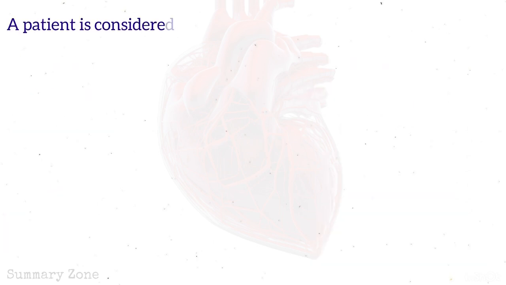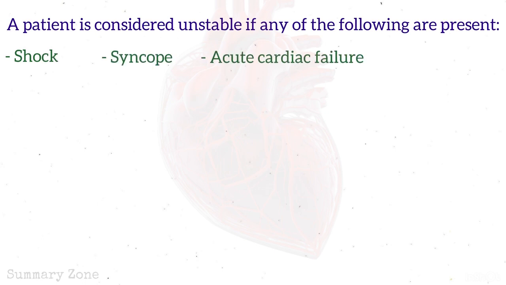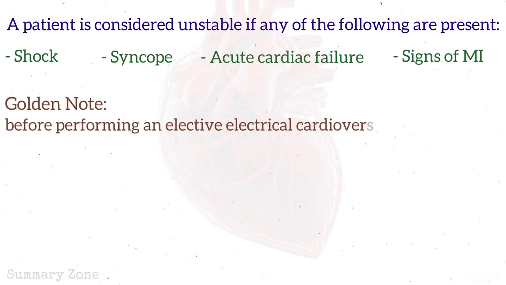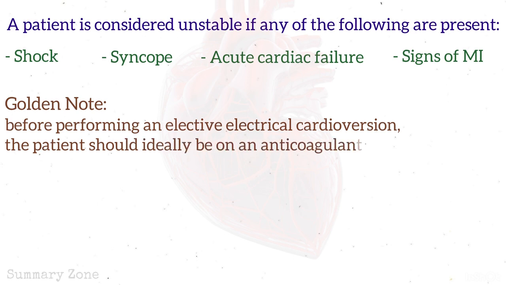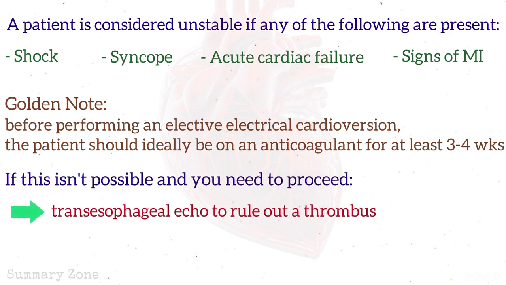A patient is considered unstable if any of the following are present: shock, syncope, acute cardiac failure, or signs of myocardial ischemia like chest pain. And here is a golden note you must remember. Before performing an elective electrical cardioversion, the patient should ideally be on an anticoagulant for at least 3 to 4 weeks. If this isn't possible and you need to proceed, you must perform a transesophageal echo to rule out a thrombus in the left atrial appendage.